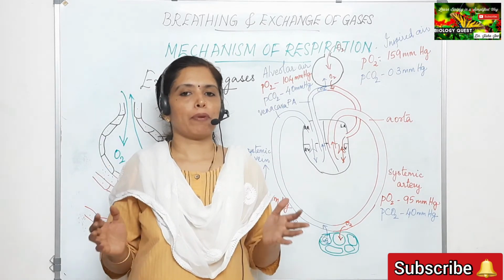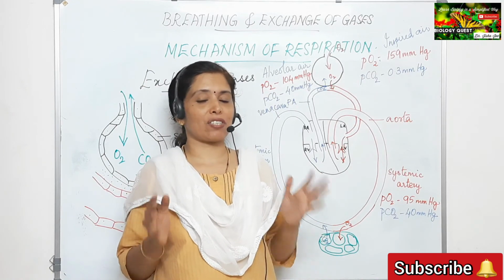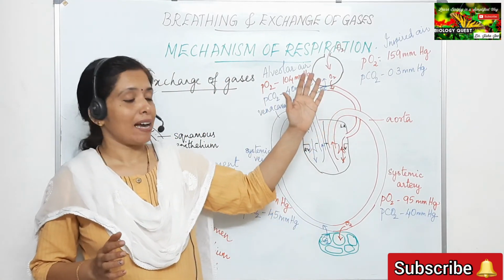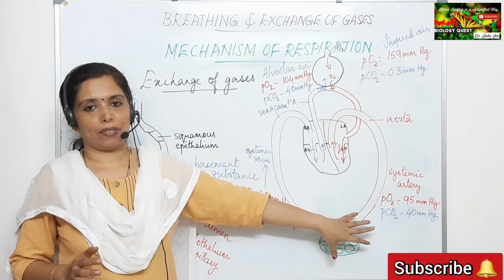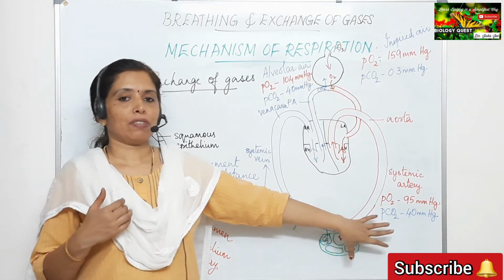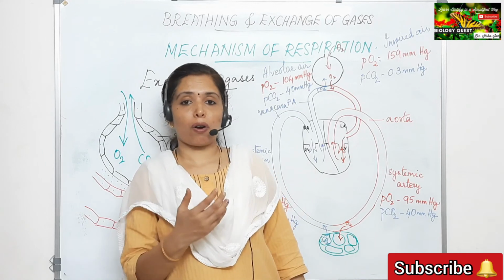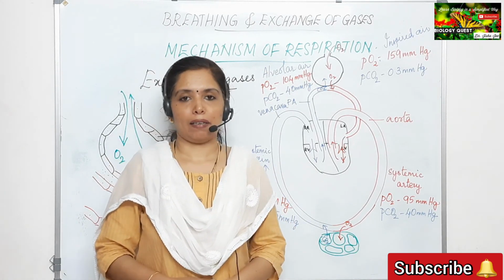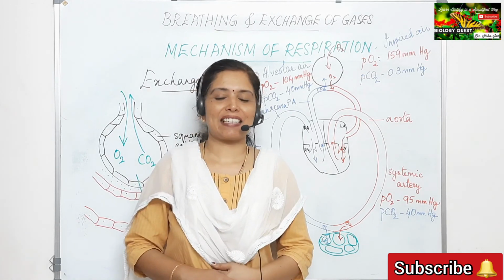So, children, I hope you have understood how the exchange of gases takes place across the alveolar surface as well as in the tissues. In the next session, we shall see how this oxygen and carbon dioxide is transported through the blood. Hope this session is clear to you.